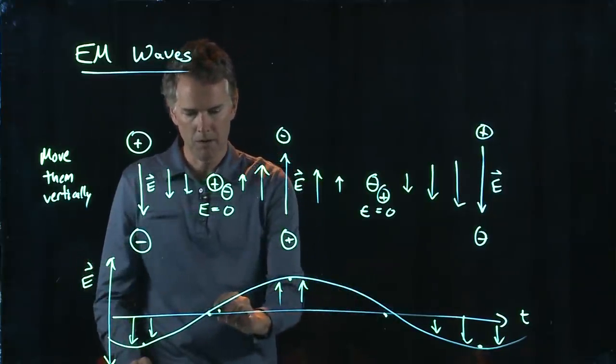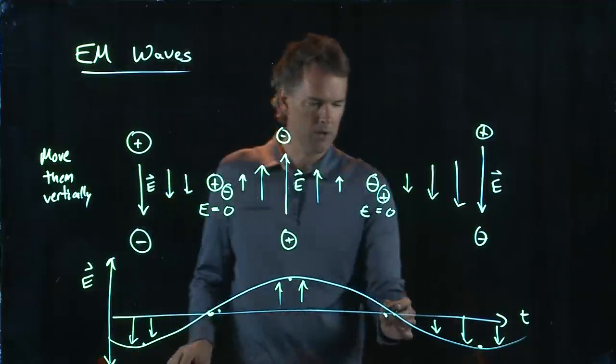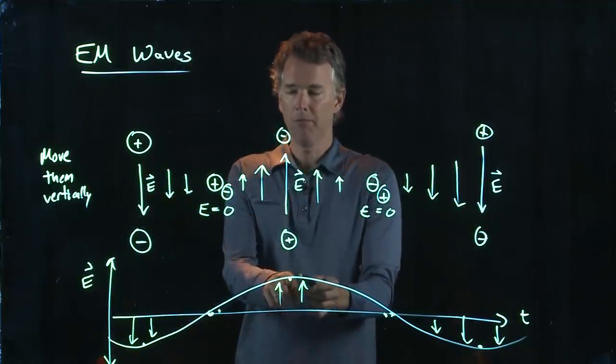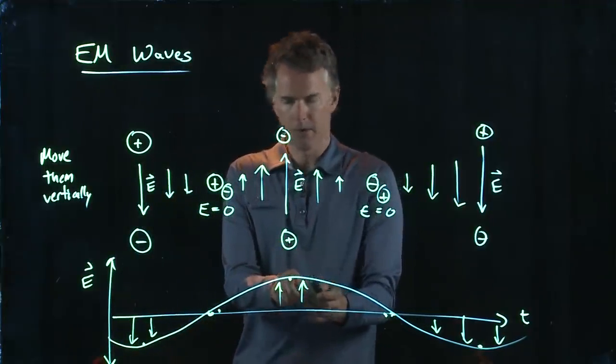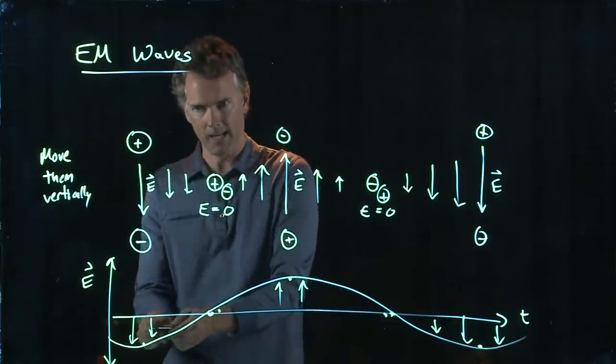A graph like this shows the size of the electric field as a function of time. Here, the electric field is zero. Here, the electric field is zero. But at this point, it's a positive number. At this point, it's a negative number.